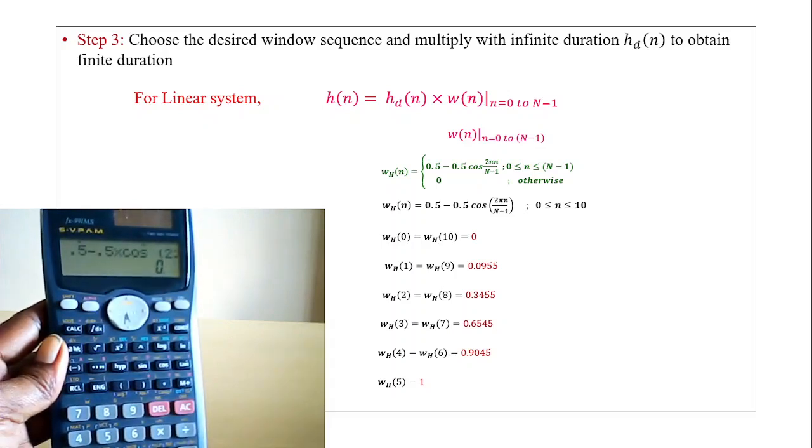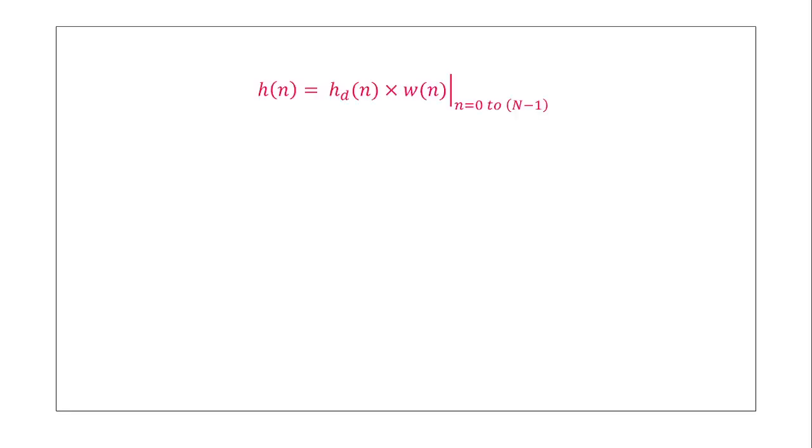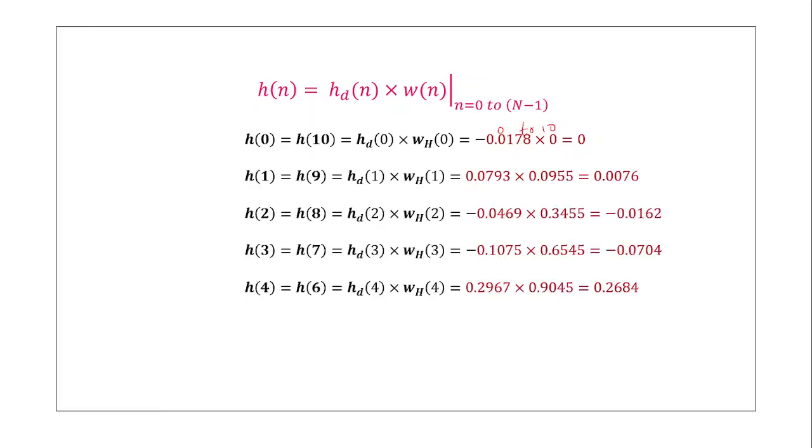Now we found the hd of n as well as w of n. So we have to find h of n. h of n is equal to hd of n into w of n. For n equal to 0 to 10, we have to find the value here, right? So multiply its corresponding values. H of 0 is equal to hd of 0 into w of 0. The value is minus 0.0178 into 0, which is going to be 0. Similarly h of 1, h of 2, h of 3, h of 4 and h of 5. Similarly h of 6 is equal to h of 4, 7 equal to 3, 8 equal to 2, 9 equal to 1 and 10 equal to 0. So we found the values.